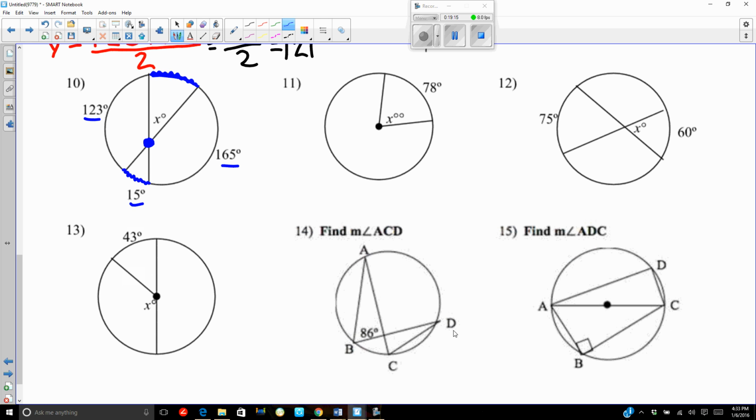The last one real quick is number 14. Number 14, if you look at this one carefully, they want you to find the measure of angle ACD. Angle ACD is this angle, and it intersects the circle in between those two green dots.